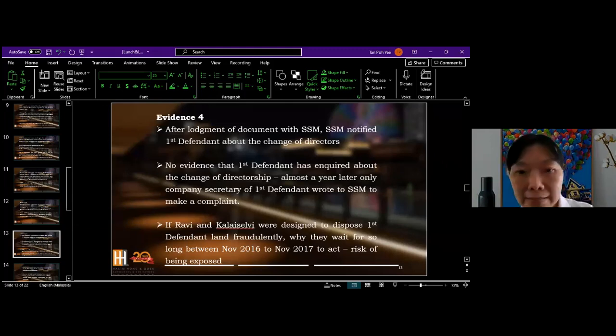Until a year later, only the company COSAC, the first defendant, wrote to the SSM to make a complaint. If these two directors, Ravi and Kalai Selvi, were designed to defraud this land, or dispose of this land fraudulently from the first defendant, they wouldn't have to wait so long, right? They were appointed in 2016, about 1 year then to act, to sign this S&P. Because the longer you were there, the higher the risk of being exposed, right? So that's the issue.